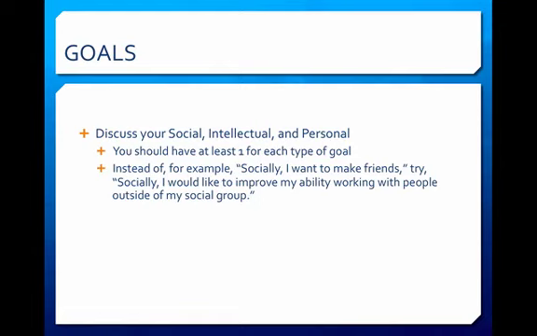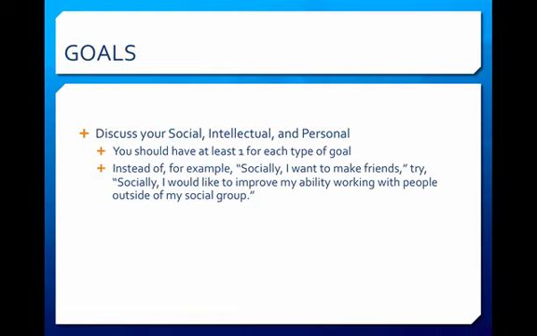And then my second bullet point there says you want to be specific about what you're trying to work on. If it's vague, it's usually going to be too vague to really grow. So instead of saying socially, I want to make friends, you could say socially, I want to improve upon my ability with working with people outside of my social group. This gives you a chance to really look at what you need to work on. So if you are doing the project about raising a cow in your backyard that I made up a minute ago, the intellectual goal, a vague one would be, I want to learn more about animals.